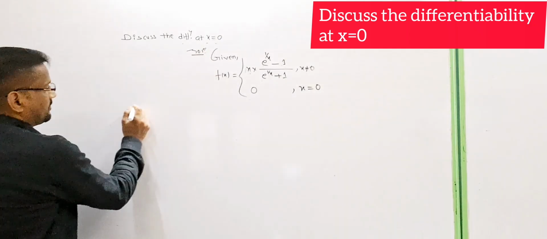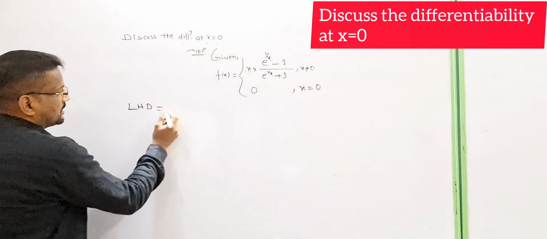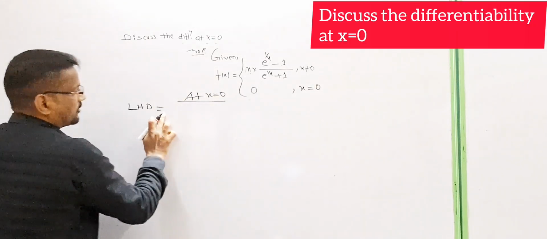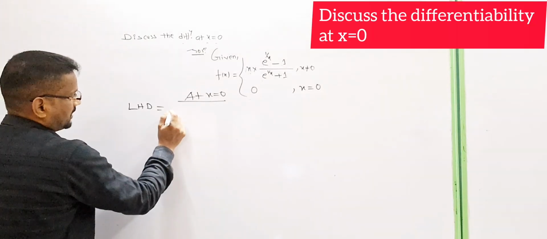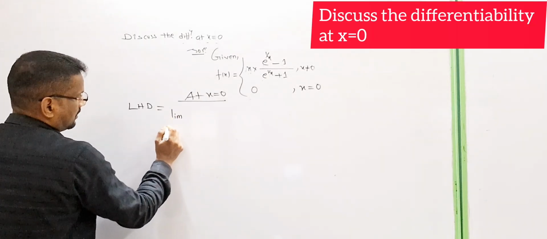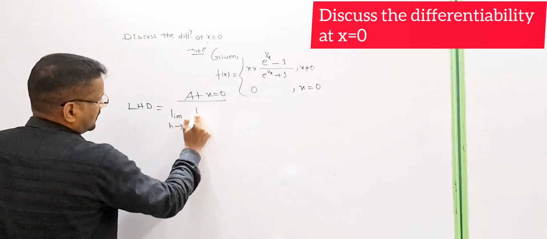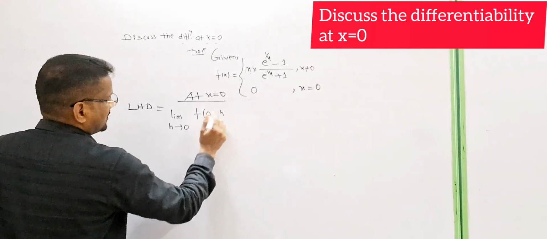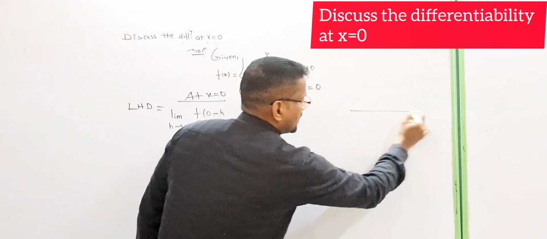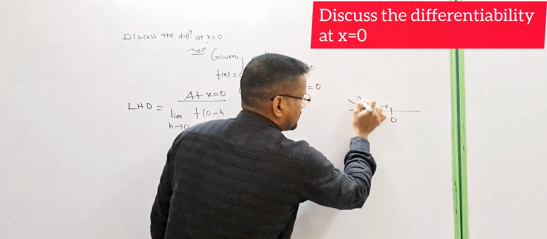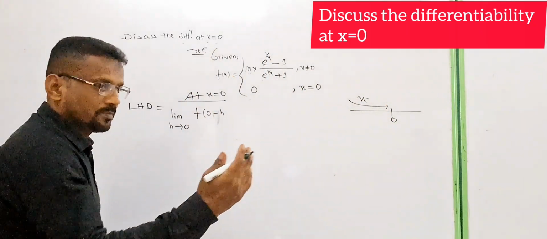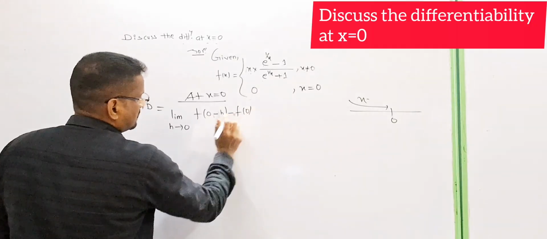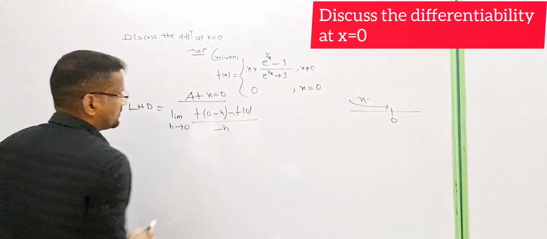So what to do? Calculate the left hand derivative at first. At which point? At x equal to 0. So at x equal to 0, we are going to calculate the left hand derivative. That's nothing but limit h tends to 0, f of 0 minus h, left hand. That means on the number line, x approaches 0 from the left side. That's why 0 minus infinitely small number h, f of 0 minus h.